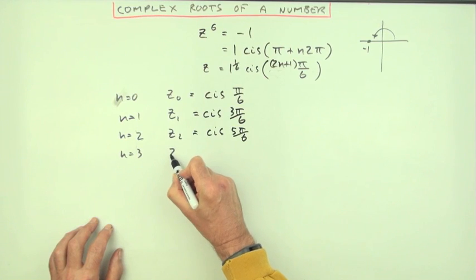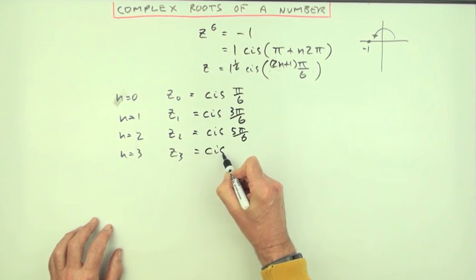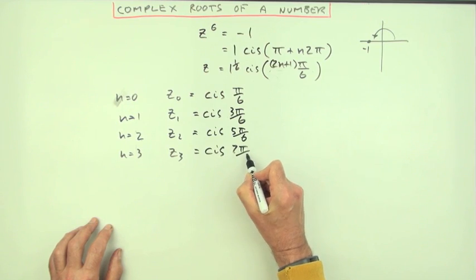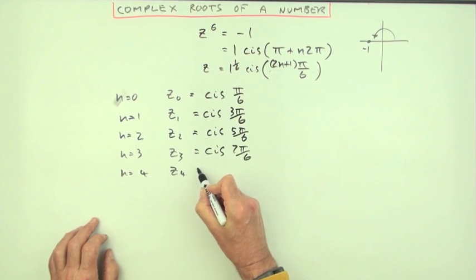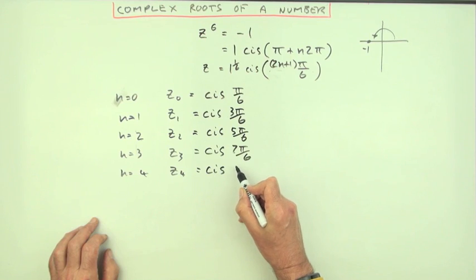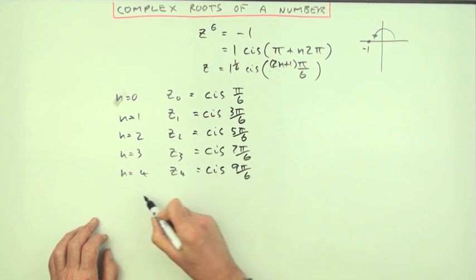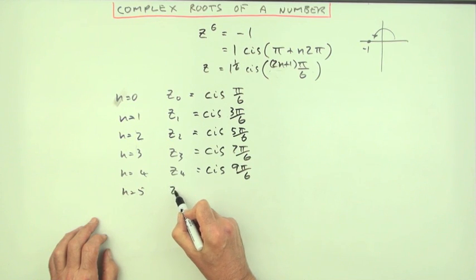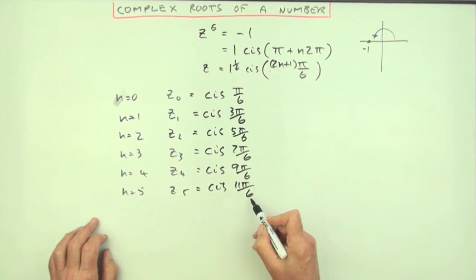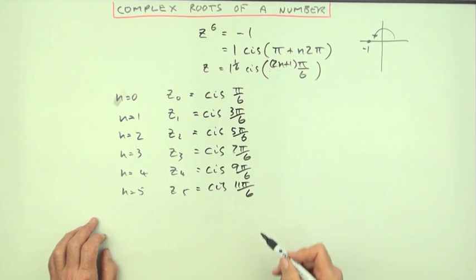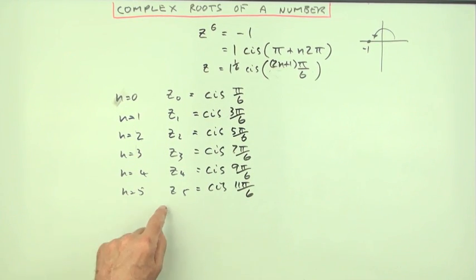So n equals 3, z3 equals cis 7 pi upon 6, n equals 4, cis, now I'll go up to 9 pi upon 6, n equals 5, z5 equals cis 11 pi upon 6. I can't get any bigger because 13 takes me back to 1, so that's my lot. There are the 6 complex roots of -1.